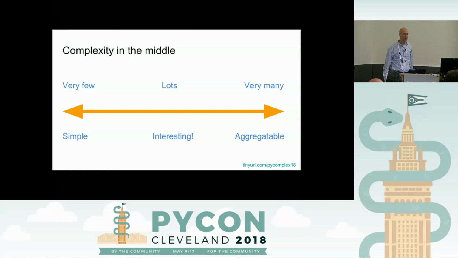Complexity science is about this middle part where you have too many components to do simple physics, but not enough components to do statistical aggregation. It still matters what the individual components are doing. So complexity very often is in the middle of these ranges.